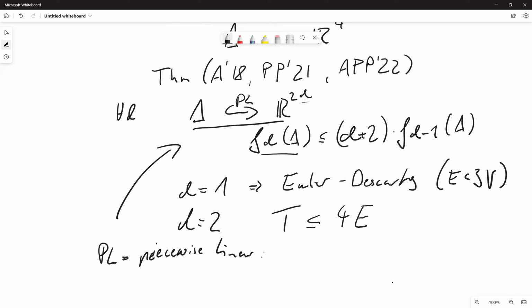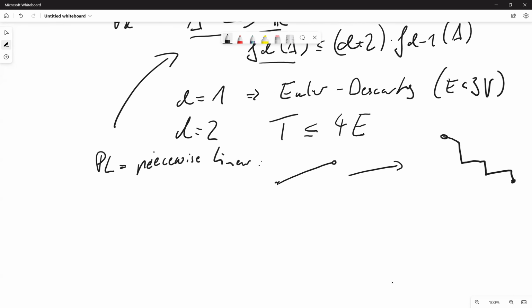It just means that there's a way of writing the map such that it's composed of a finite number of linear, affine linear maps. So if I have an edge like this, then the image can look like this. It can look a little broken, but it's broken a finite number of times. That's all. Got it. Thank you.